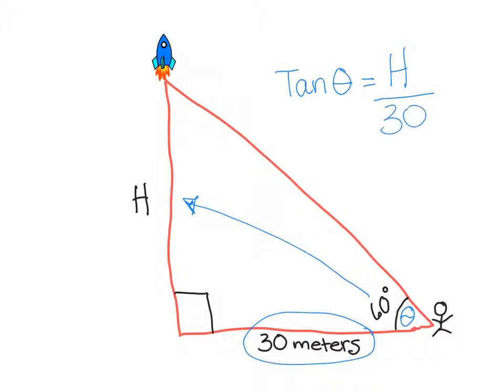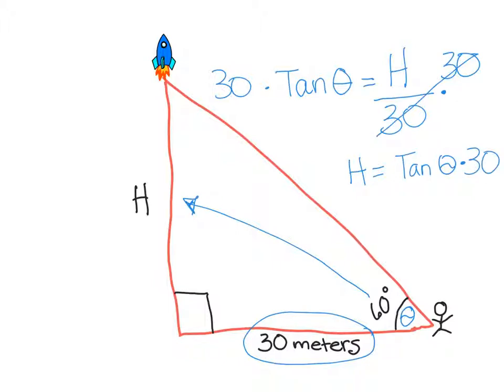So now we need to rearrange this equation so we have the height alone. So I'm going to multiply this side by 30 and this side by 30, and then that gets the height alone. So now if we rewrite this equation, I'm going to find the height by finding the tangent of my angle theta multiplied by 30.